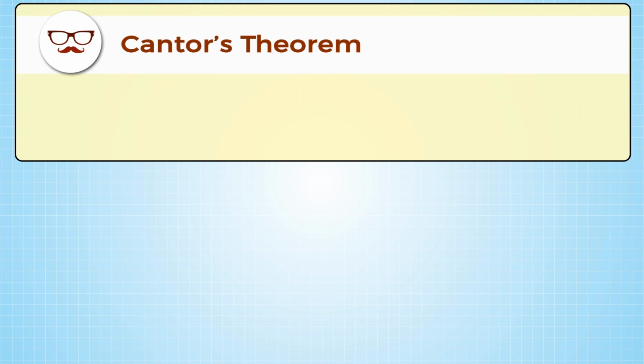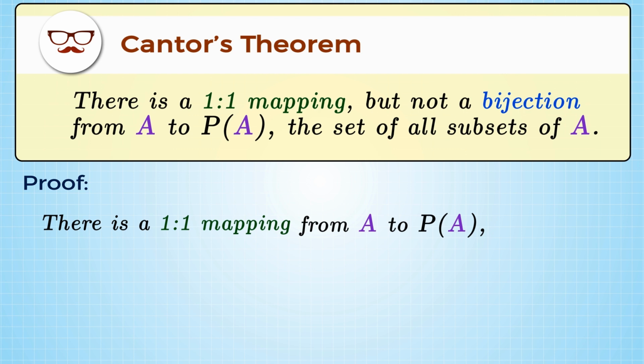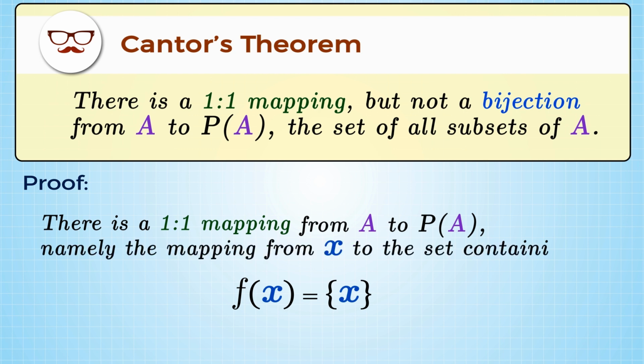Cantor's theorem. There is a one-to-one mapping, but not a bijection, from A to P(A), where P(A) is the set of all subsets of A. So intuitively, this result says there are bigger and bigger infinities. Proof. Of course, there's a one-to-one mapping from A to P(A), namely, the mapping from x to the set containing x.